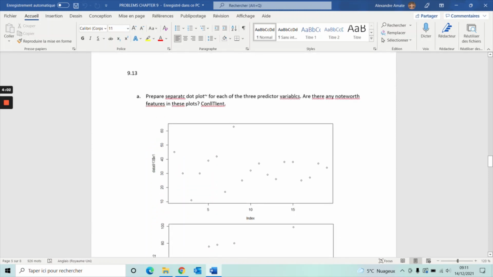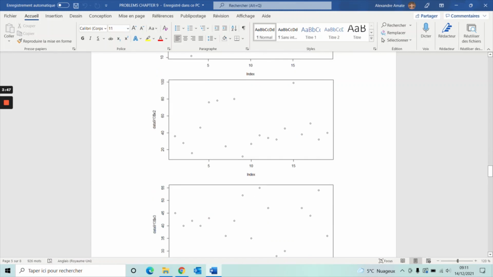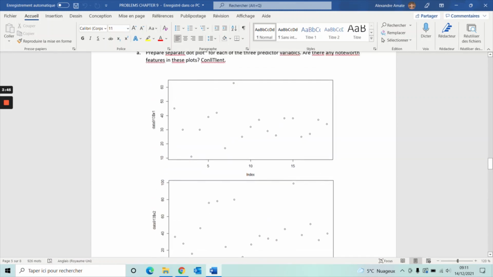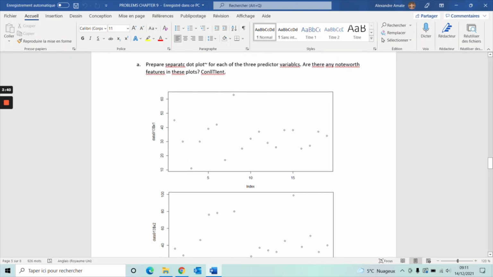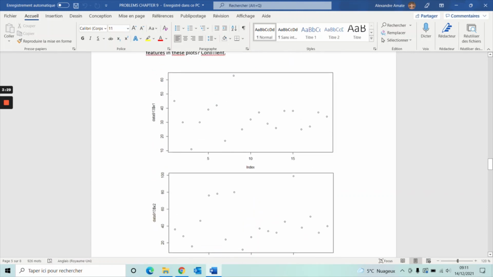So next one, 9.13. Here is this liver problem. Prepare separate dot plots for each of the predictor variables and the response using the plots. So here are the dot plots. They look cloudy as ever, but that's normal, because when we plot it, R just plots the first value here, the second value here, the third value here.